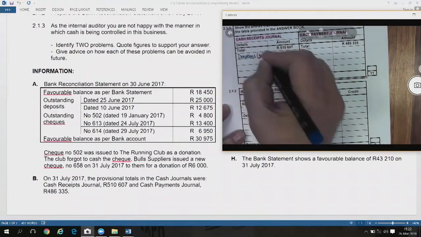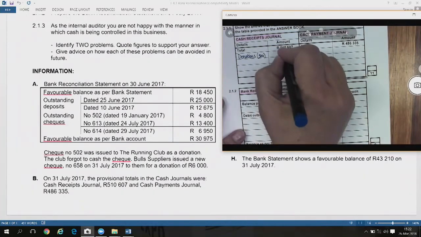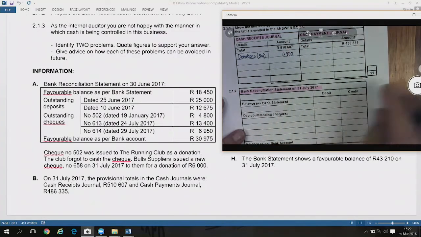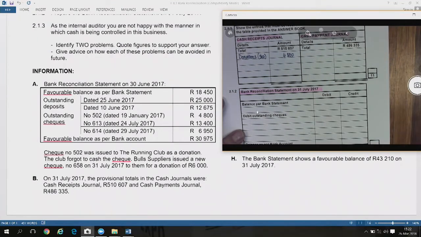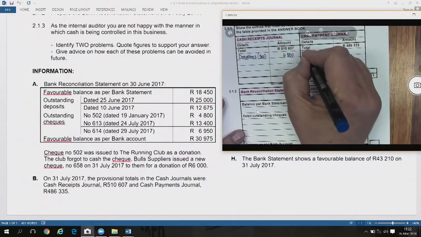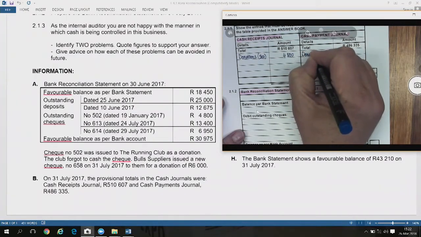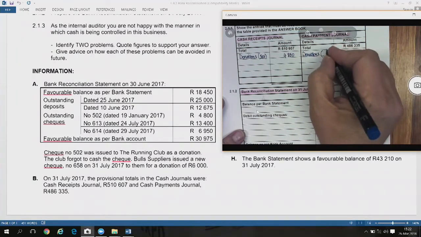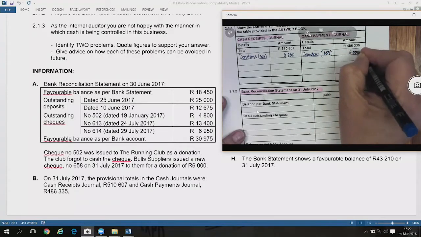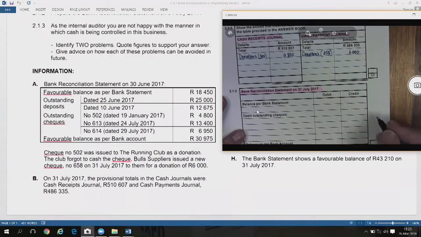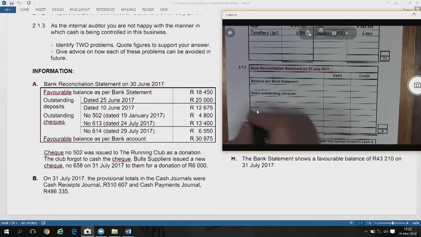502. The check was written out for 4,800 Rand, so we cancel it for 4,800 Rand. There is the 4,800 Rand. And then immediately we write out the new check, also for a donation. For a donation, the new check number is 658. The new amount is 6,000 Rand. And then we put it there. I just put it there, 658, just for myself, so that I don't forget about the new check.